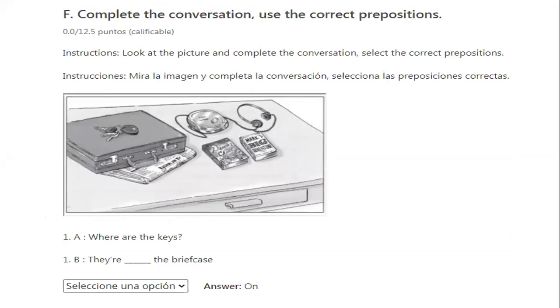Okay, in here, the homework or the task was to watch the items, right? And since you learned the vocabulary, you perfectly know that this is a briefcase, right? Briefcase, keys, newspapers, a book, maybe this is a magazine, or and the CD player. So here you say, where are the keys, right? The keys. So you say, according to the prepositions, the answer is on the surface of the briefcase. So you say, there on the briefcase.